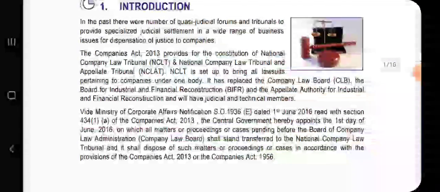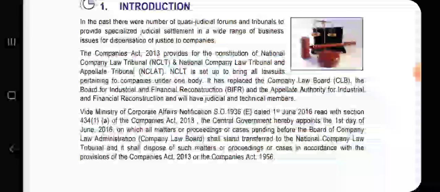First of all, we need to understand that NCLT and NCLAT have been constituted under the Companies Act 2013. Prior to this, there was the Company Law Board, which was constituted under the Companies Act 1956, and there were other boards, the Board for Industrial and Financial Reconstruction and the Appellate Authority for Industrial and Financial Reconstruction. By taking over these two, NCLT has been constituted.